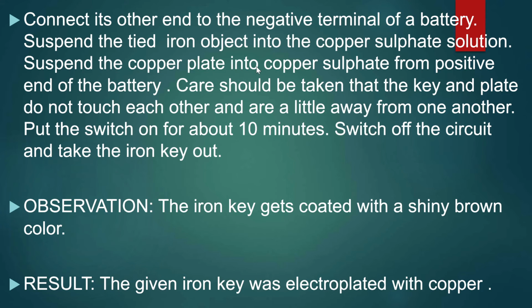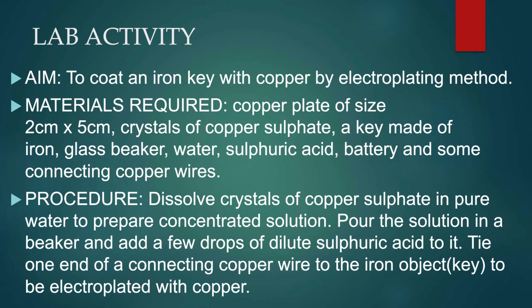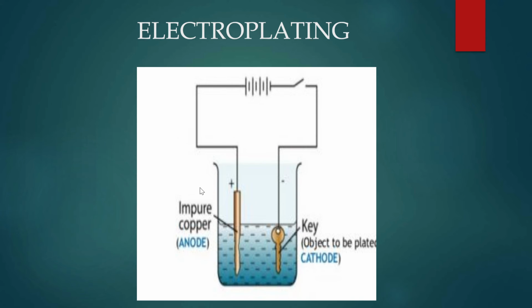Suspend the tied iron object, here we have used a key children, into the copper sulfate solution. Suspend the copper plate into copper sulfate from positive end of the battery. Care should be taken that the key and plate do not touch each other and are a little away from one another. Put the switch on for about 10 minutes. Switch off the circuit and take the iron key out. Okay children, so after 10 to 15 minutes we are going to switch off the circuit, switch off the key, the switch that is here.